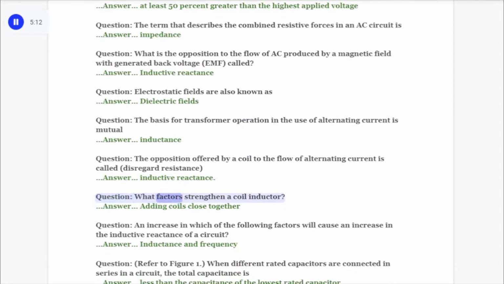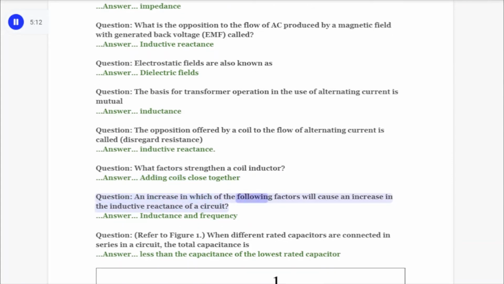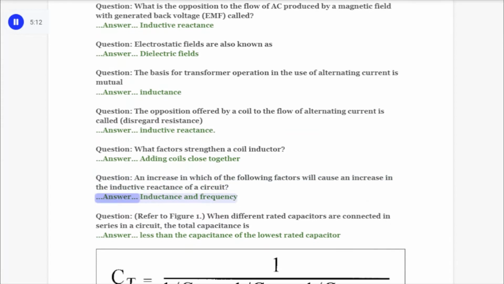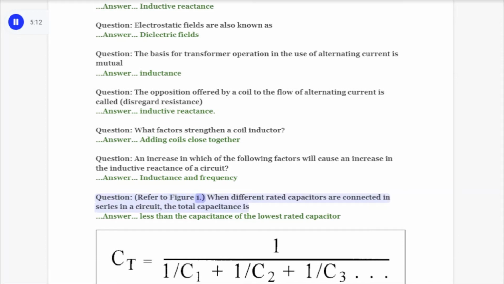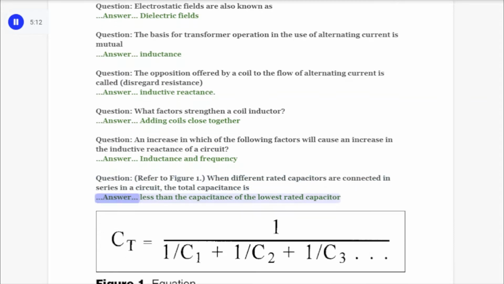Question. What factors strengthen a coil inductor? Answer. Adding coils close together. Question. An increase in which of the following factors will cause an increase in the inductive reactance of a circuit? Answer. Inductance and frequency. Question. Refer to Figure 1. When different rated capacitors are connected in series in a circuit, the total capacitance is. Answer. Less than the capacitance of the lowest rated capacitor.